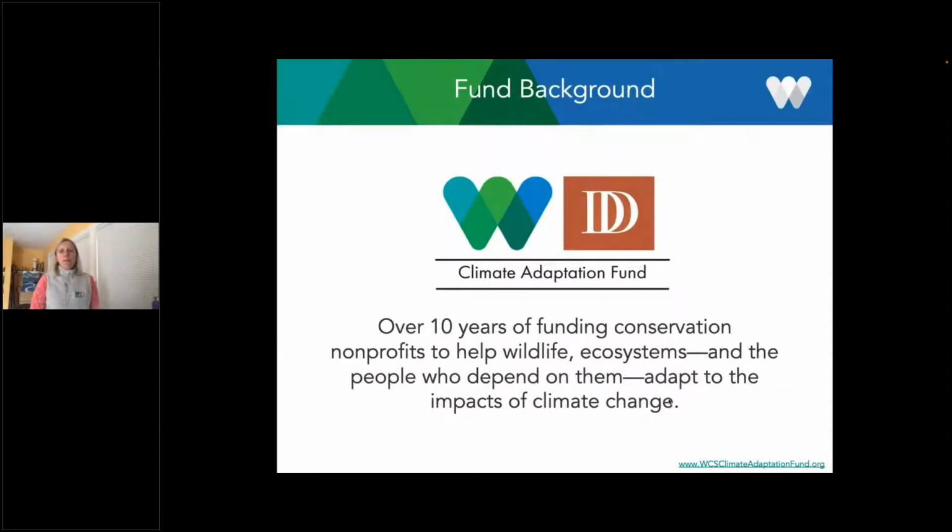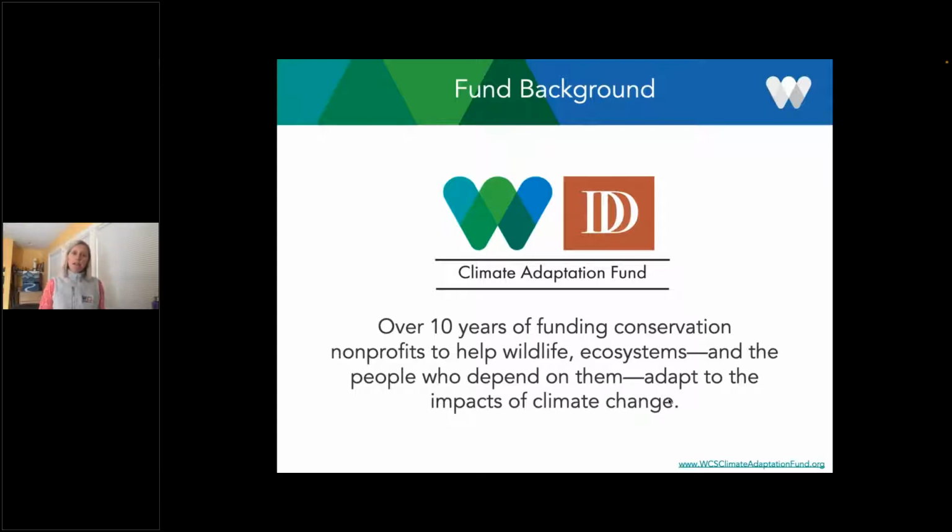So in 2011, the Climate Adaptation Fund was established by the Wildlife Conservation Society and the Doris Duke Charitable Foundation in response to shared concerns about how climate change was impacting our conservation efforts in the United States, both direct impacts of climate change on biodiversity, but also concerns about the ways that climate change can undermine the outcomes that we're striving for when we're implementing conservation projects.